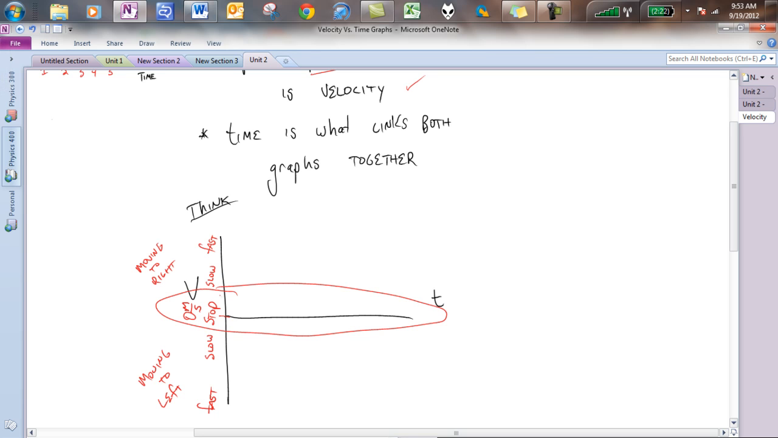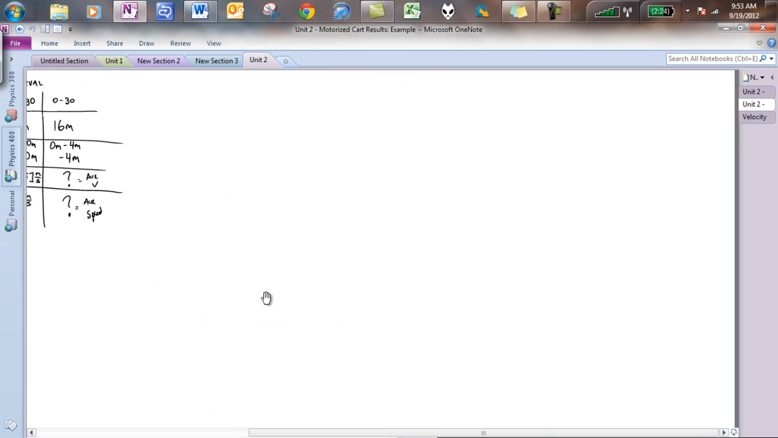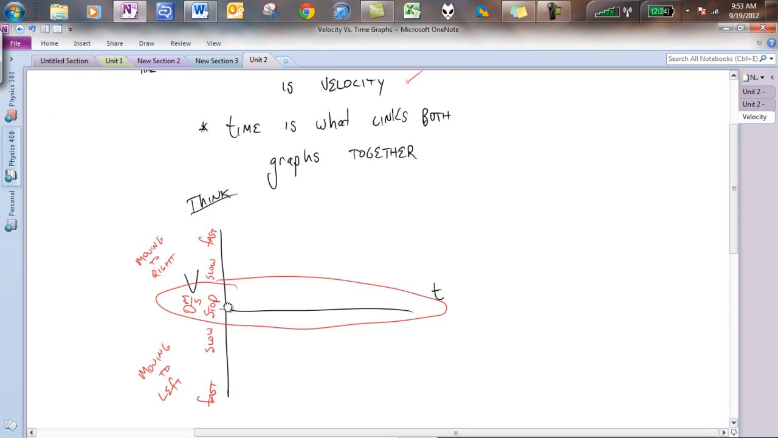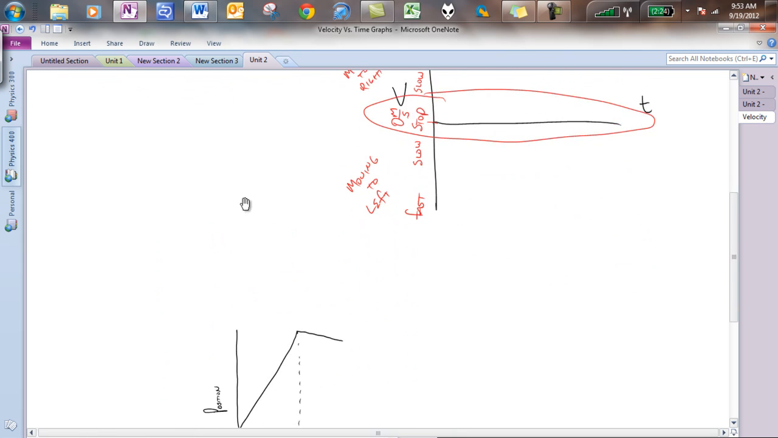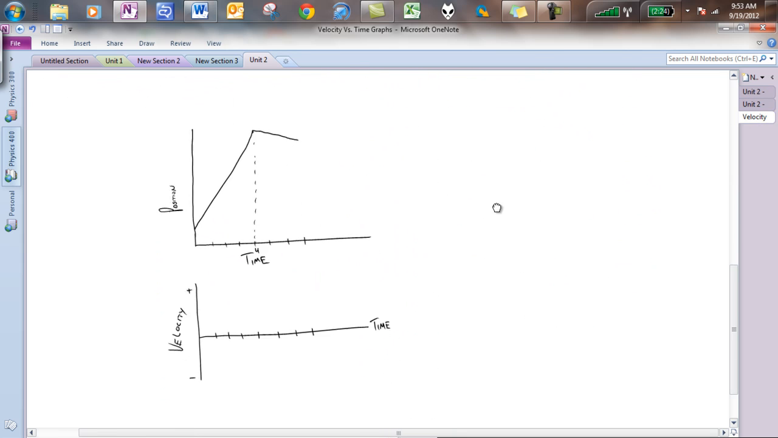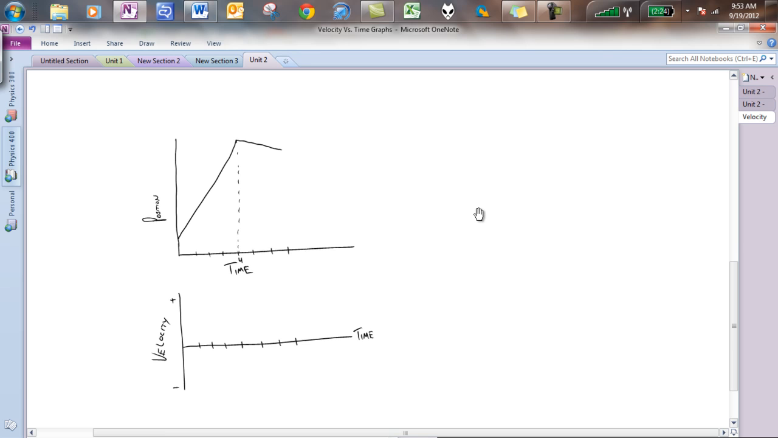So using that, what I want to do is not go to this page. I want to go on over here to a second example, and looking at this position versus time graph, I want to create the velocity versus time graph. So again, pause it real quick, try it out for yourself. You'll notice that there are no numbers here. I just want you to use that idea of slow and fast in order to do this. So pause it, give it a shot real quick.